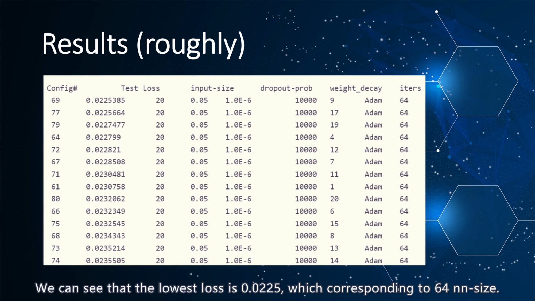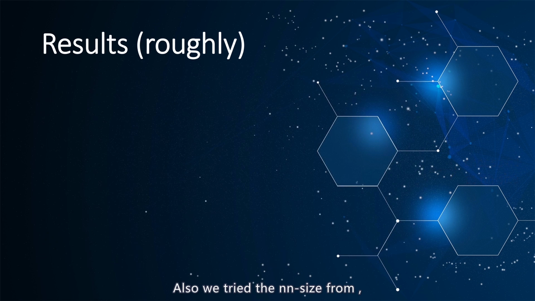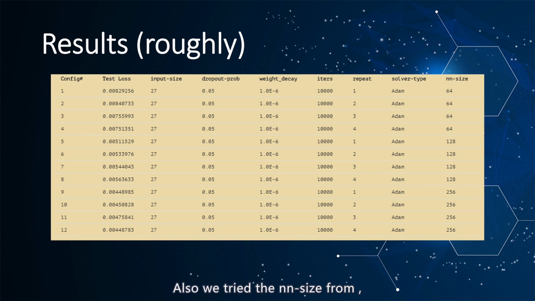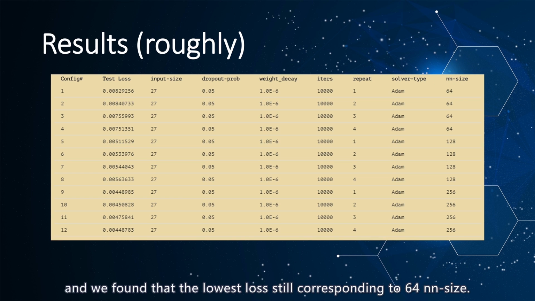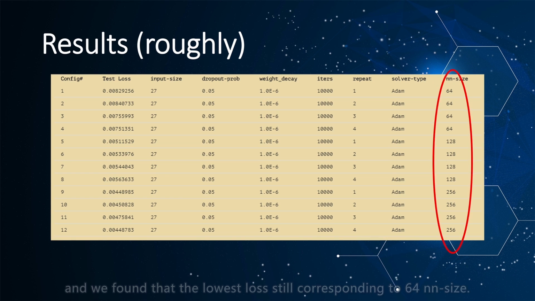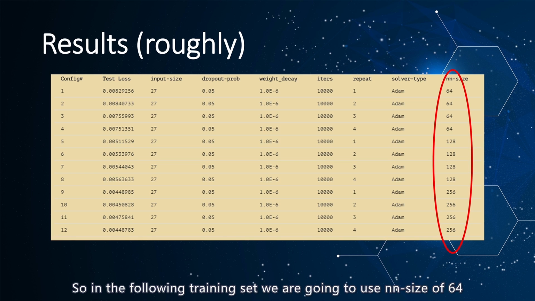We can see that the lowest loss is 0.0225, which corresponds to the 64 N size. Also, we need to try the N set from 64, 128, and 256. And we found that the lowest loss still corresponds to the 64 N size. So in the following training set, we are going to use the N set of 64 to optimize the training model and reduce the training time.